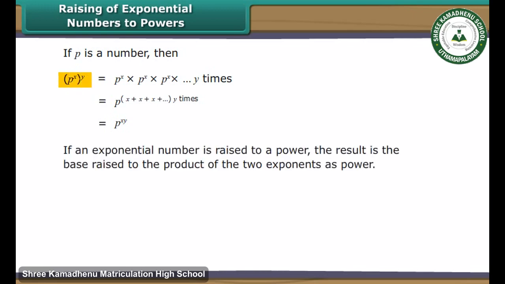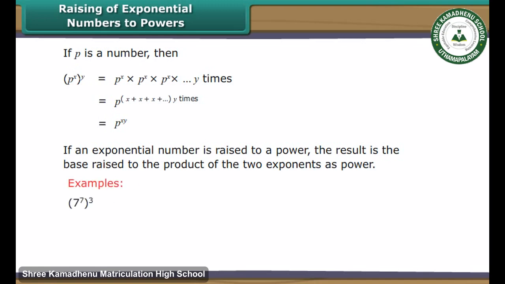If p is a number, then (p^x)^y is equal to p^x into p^x into p^x and so on till y times, which is equal to p^(x plus x plus x plus and so on till y times), which equals p^(xy). If an exponential number is raised to a power, the result is the base raised to the product of the two exponents as power. Let us look at some examples.